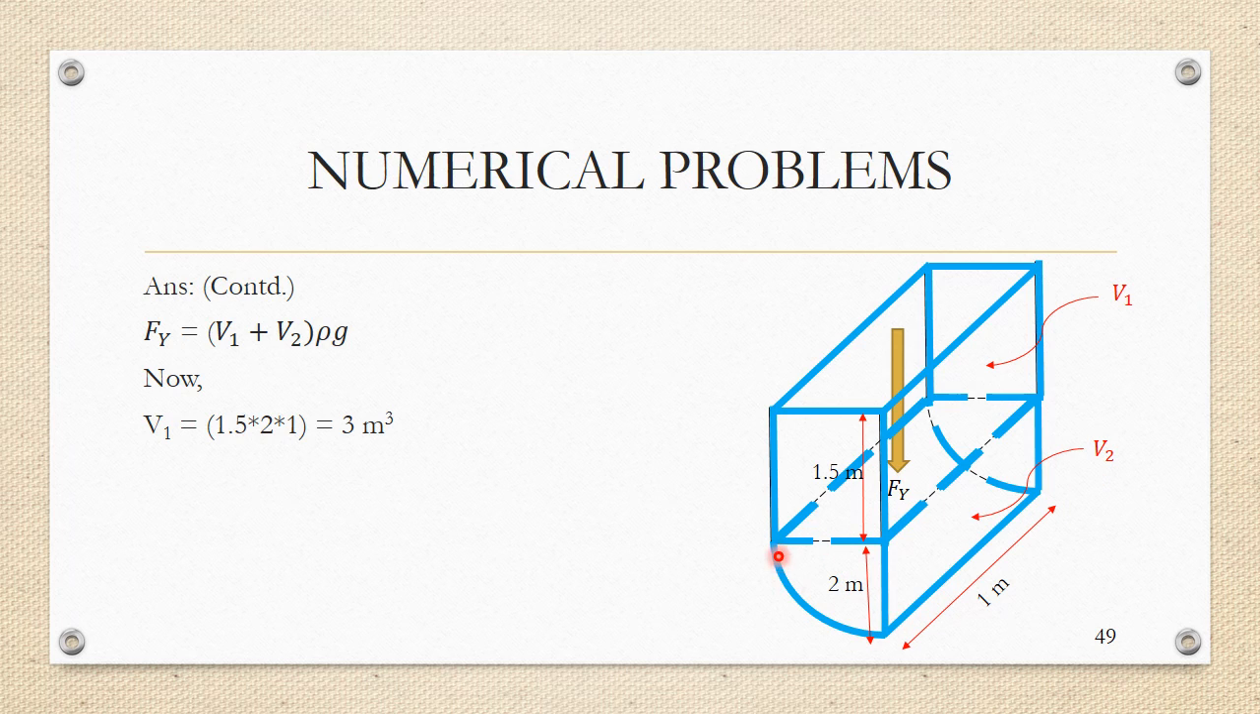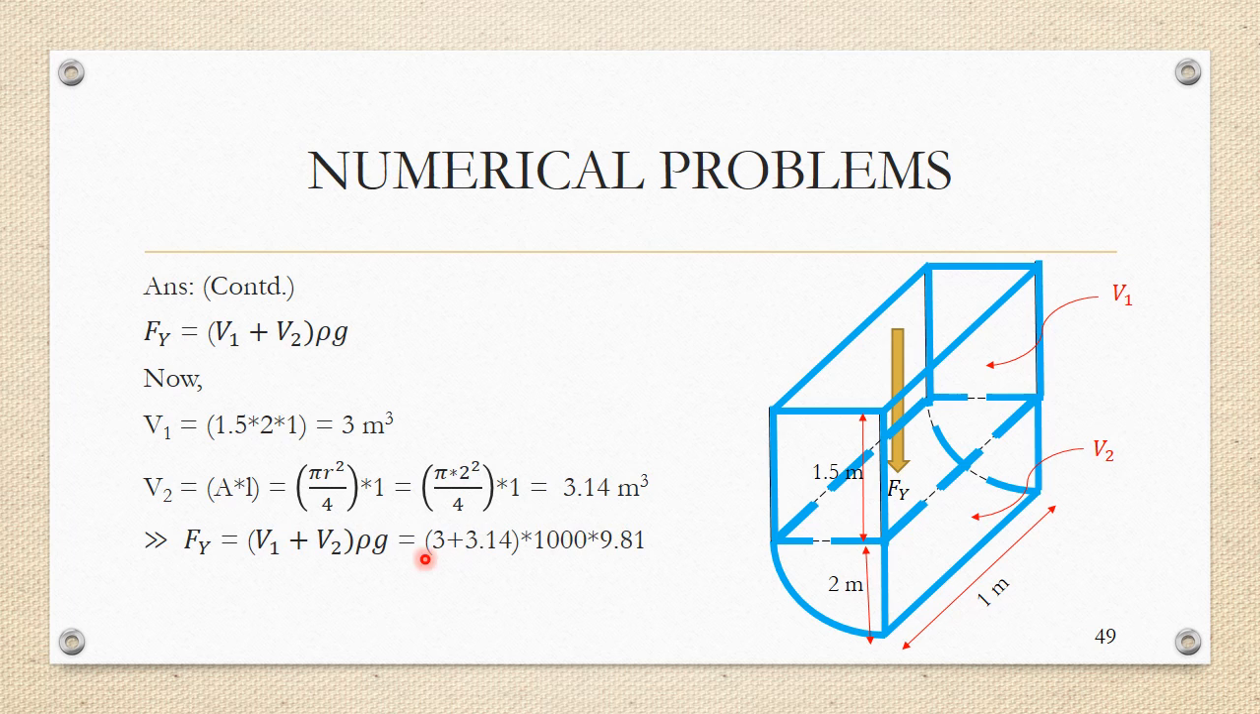Area of this quadrant surface is pi r squared by 4, which is pi into 2 squared by 4, and into length is 1 meter. So area into length, pi r squared by 4 into 1, would give me 3.14 meter cube as V2. And so the total volume can be obtained as 6.14 meter cube, and the weight would be 6.14 into 1000 into 9.81, which comes to 60,249.02 Newton as Fy. So Fy is the total weight acting downwards. That is the vertical component of the force acting on the curved surface.